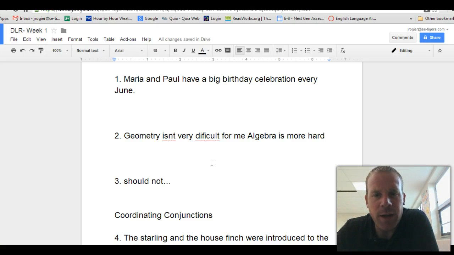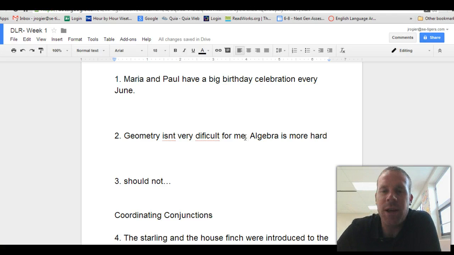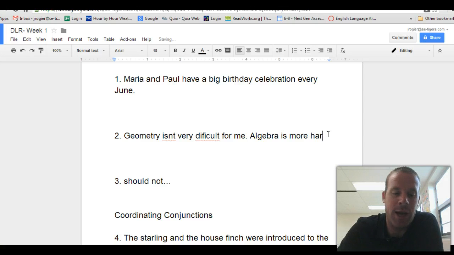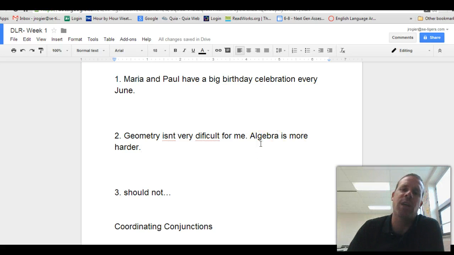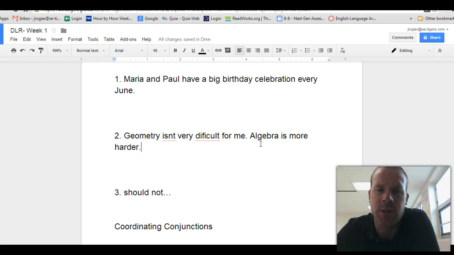That part's okay, isn't very difficult for me. What we want to do though is we want to put a period. Isn't very difficult for me, period. Algebra is more hard, and so we want to make that a sentence of its own. Algebra is harder instead of hard because we're comparing it to geometry, and so it is harder. What you had was a run-on sentence until you corrected that, and we'll talk this year about run-on sentences and different ways to correct those run-on sentences.